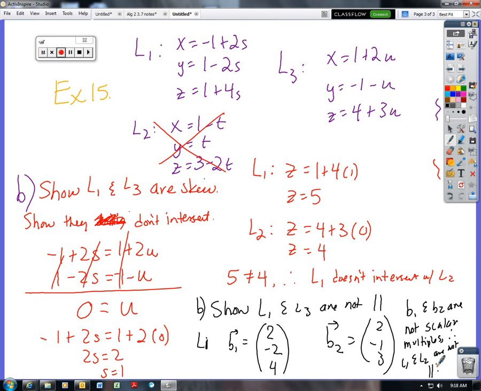And then if you wanted to be even more clear about this, the very final thing you should say is that L1 and L3 don't intersect and aren't parallel. Therefore, they are skew.